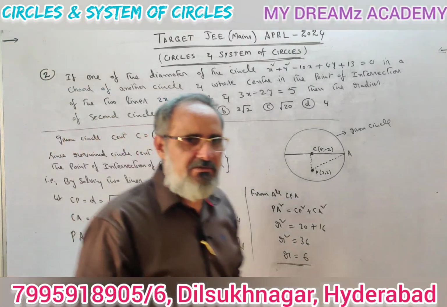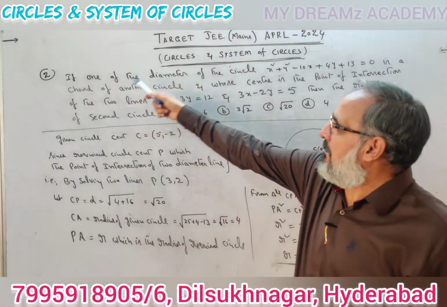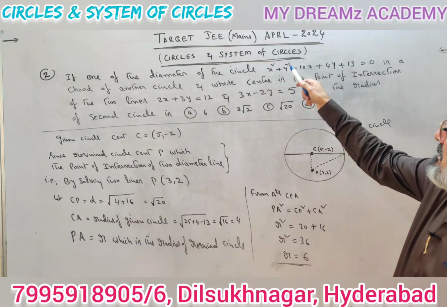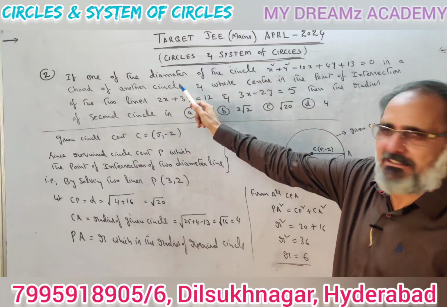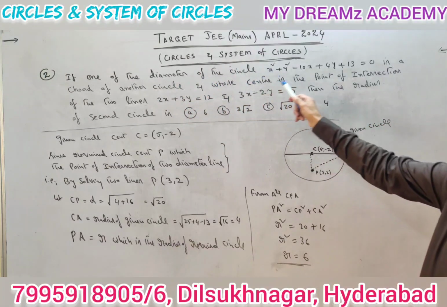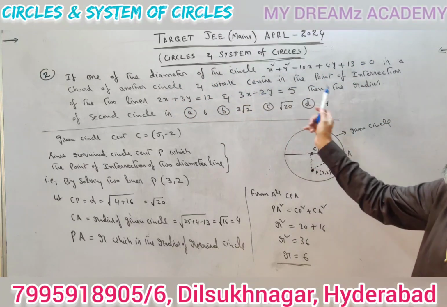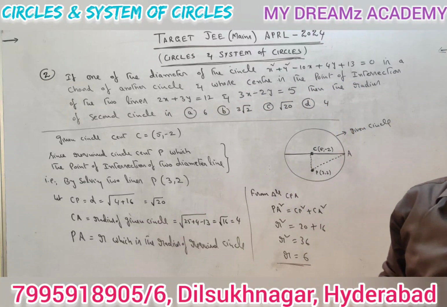Now the second question in this sequence will be: if one of the diameters of the circle x squared plus y squared minus 10x plus 4y plus 13 equals 0 is a chord of another circle, whose center is the point of intersection of the two lines, then what will be the radius of the second circle?